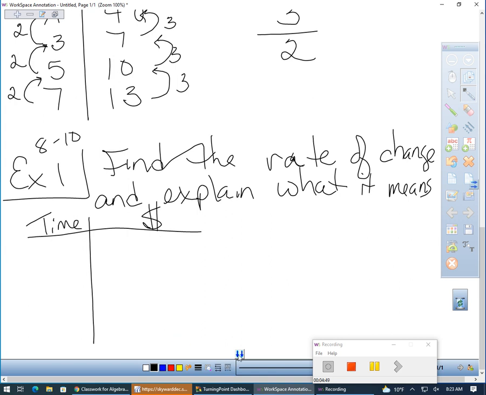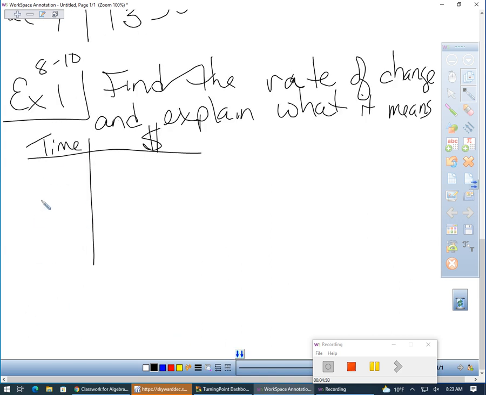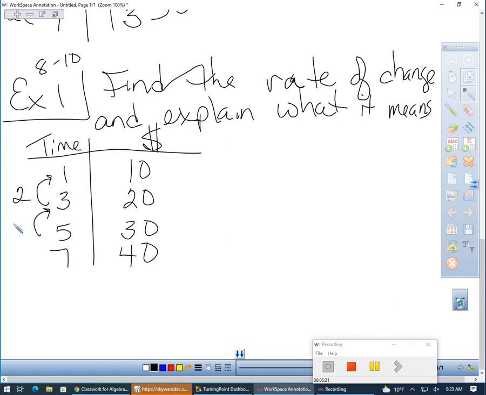On the left-hand side, or our x side, we're going to say we have 1, 3, 5, and 7. And on the money side, let's say we have 10, 20, 30, and 40. So the first thing we have to do is find the rate of change. Doing our loops, right? 3 minus 1 is 2. 5 minus 3 is also 2. And 7 minus 5 is 2. Going to the right-hand side, 20 minus 10.